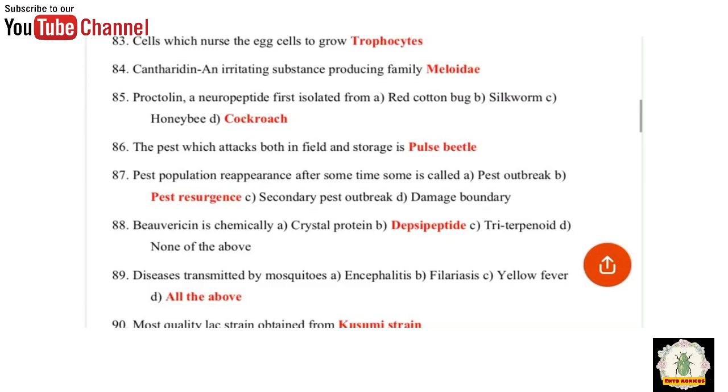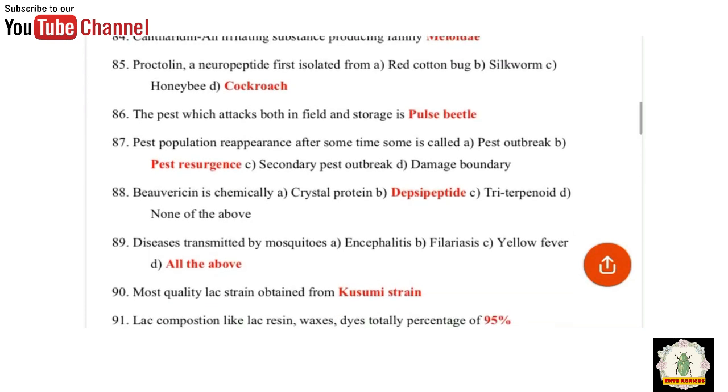Disease transmitted by mosquitoes, and the options were encephalitis, filariasis, yellow fever, and all the above. So the correct answer for this is all the above. Most quality lac strain obtained from. So this quality lac strain is obtained from Kusumi strain of lac.